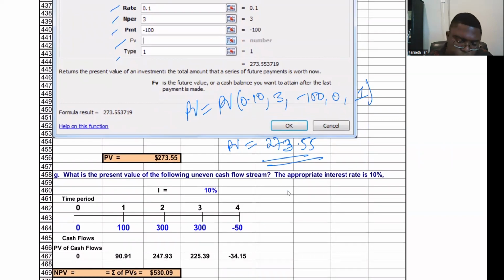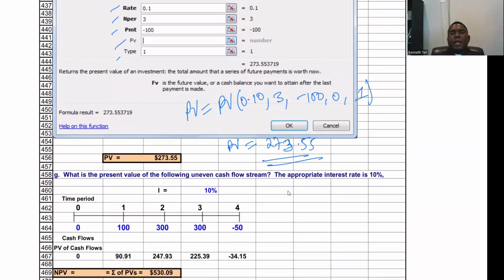Okay, and if we were to use a financial calculator, it should be in begin mode. Then we take 3 N, we take 10 I/Y, we take 100 payment, 0 for future value, compute present value.